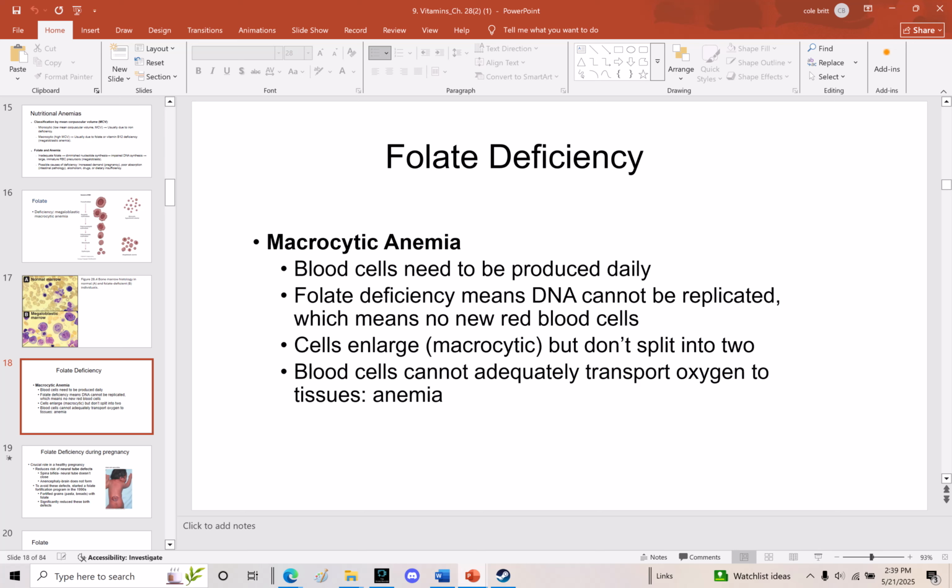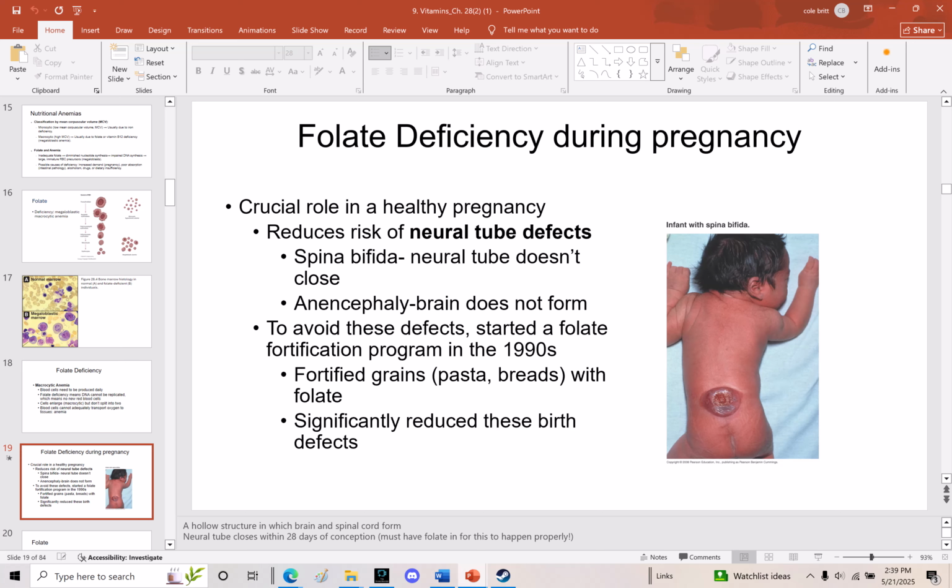Transferrin stores excess iron in the liver, whereas ferritin transports it. False. Why is it false? Transferrin is the one that transports, whereas ferritin is the one that stores.